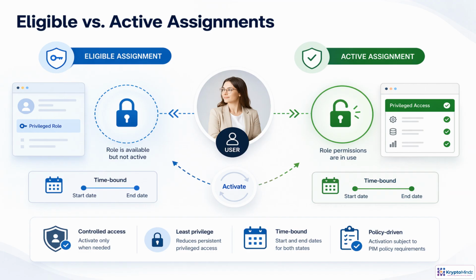In PIM, eligible and active mean very different things. An eligible assignment is like having permission waiting in reserve. The user does not have the role yet, but can activate it when there is a valid need, often with approval, MFA, justification, or a time limit. An active assignment means the permissions are currently usable. That may be appropriate for a defined operating window, but it carries more risk because privilege is available immediately. The safer pattern is to make users eligible by default, then activate only when needed.